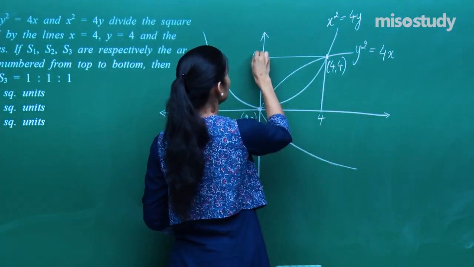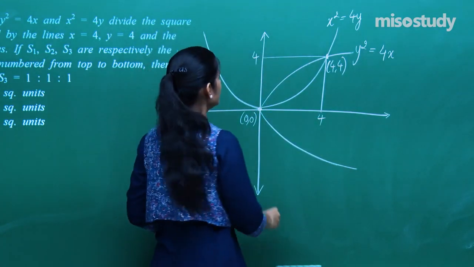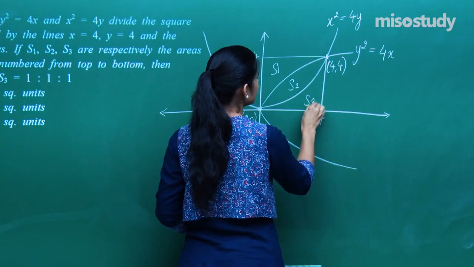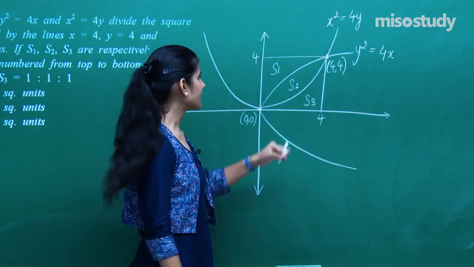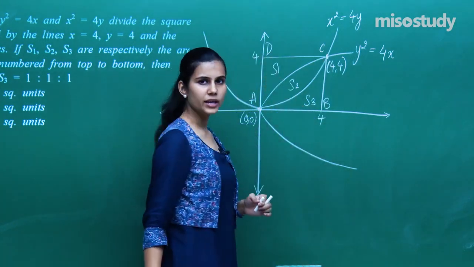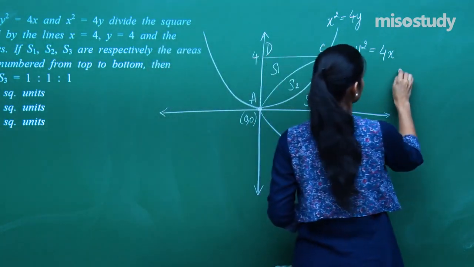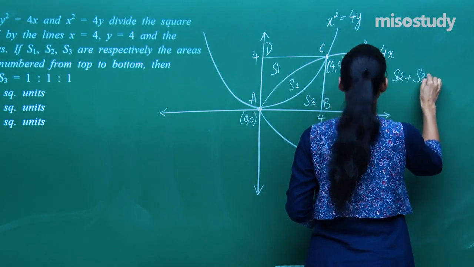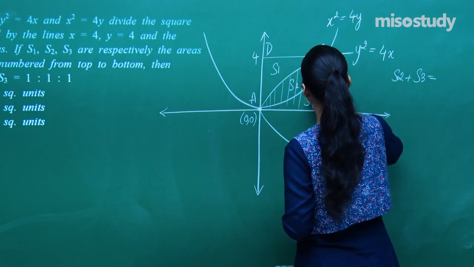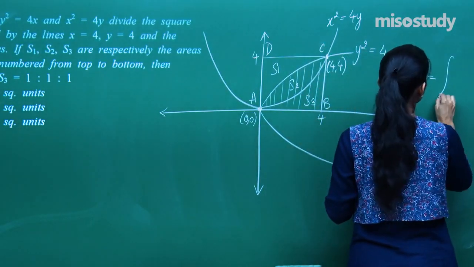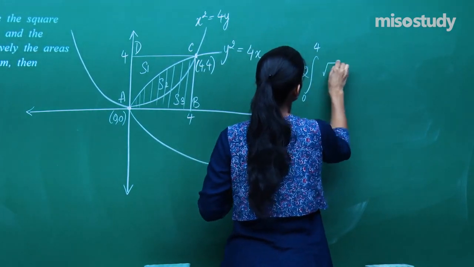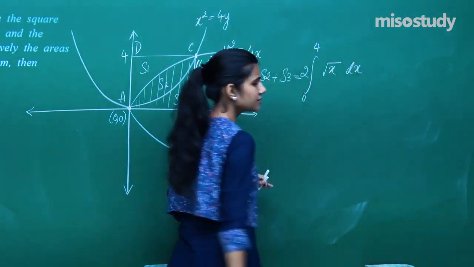Now it is saying that y equals 4, x equals 4. This is 4 and this is 4. Right? Now this is a square. It is saying this is S1, this is S2, this is S3. S1 plus S2 plus S3 is actually this square ABCD. Okay? What is S2 plus S3? S2 plus S3 is actually this, which is from 0 to 4. What is this curve? This is y equals root 4x.